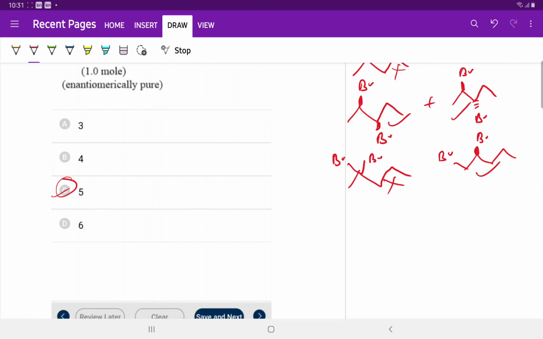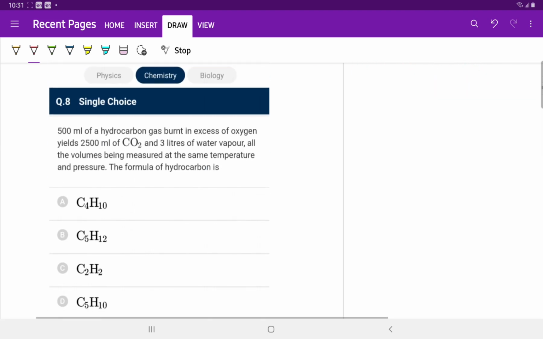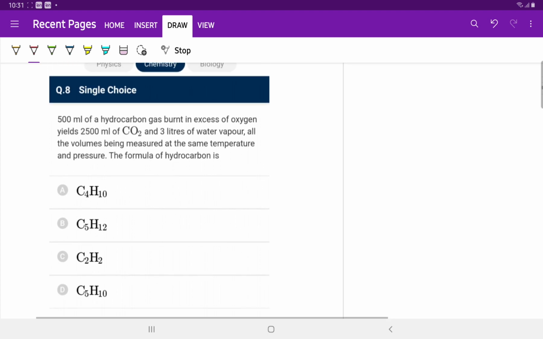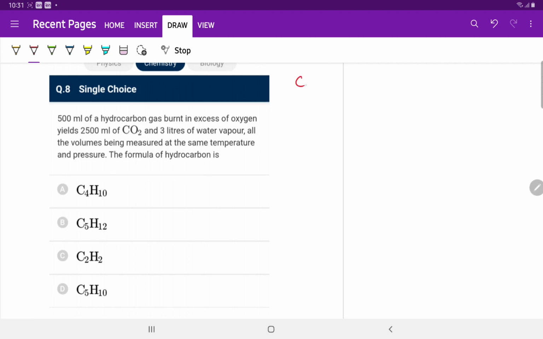Question number 8. 500 ml of a hydrocarbon gas burned in excess of oxygen yields 2500 ml of CO2 and 3 liters of water vapor, all volumes being measured at the same temperature and pressure. The formula of the hydrocarbon is... CxHy plus O2 gives CO2 plus H2O. CO2 is 2500 ml, and the hydrocarbon is 500 ml.